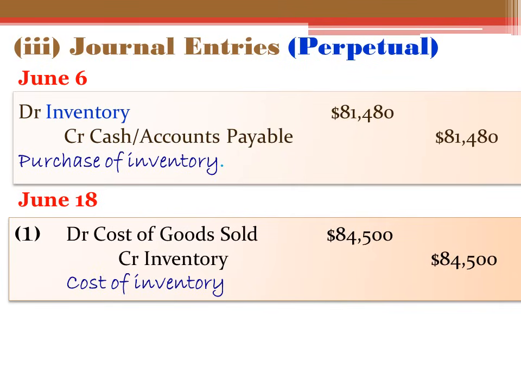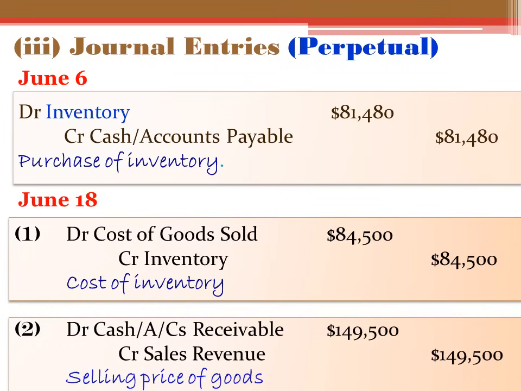Now remember that those 65 units were sold at $2,300 each. So the total revenue would be 65 multiplied by 2,300, which gives a total dollar value of $149,500. To record that, we debit either our cash or our accounts receivable $149,500, and we credit our sales revenue $149,500. So that is in terms of the perpetual inventory system.